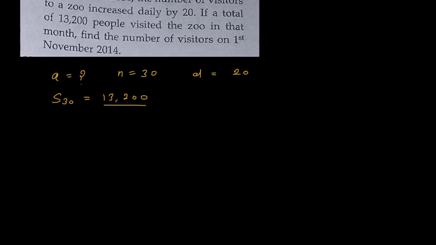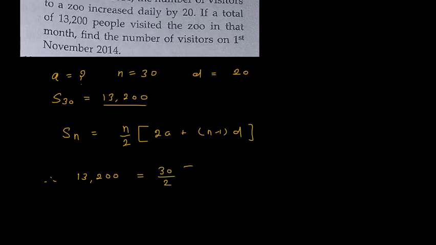Now here we have d, we have Sn. So if I apply the formula for Sn, I can get the value of a. Okay. Last number we don't have. So the Sn formula is n divided by 2 in bracket 2a plus n minus 1 d. So therefore Sn means S30. Here it is 13,200 is equal to n divided by 2, that is 30 divided by 2, in bracket 2 into a, 2a plus 29 into d.